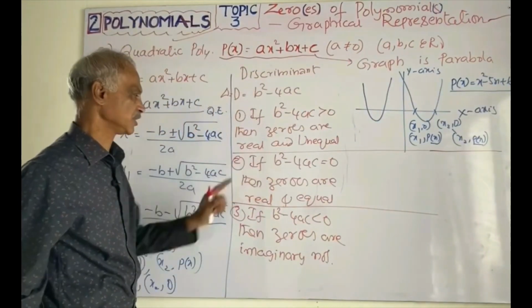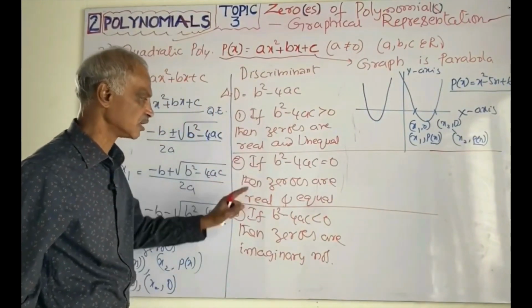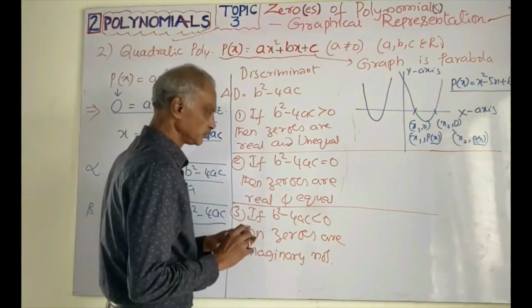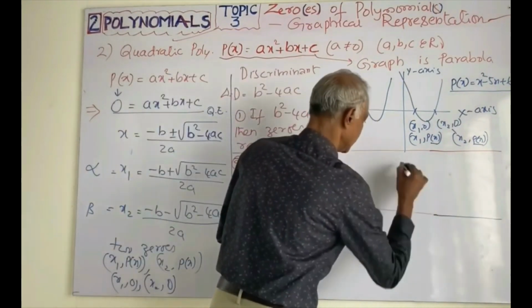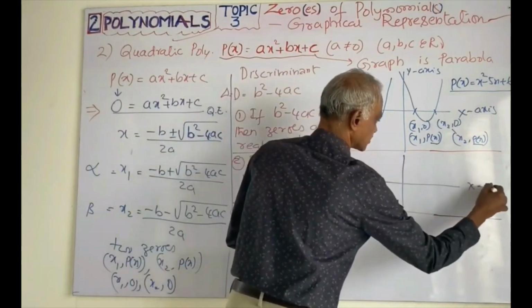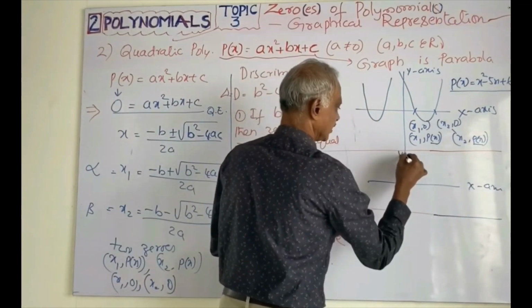Now if b square minus 4ac is equal to 0, then zeros are real and equal. How will the graph be? The graph will be like this, with the x-axis and y-axis.